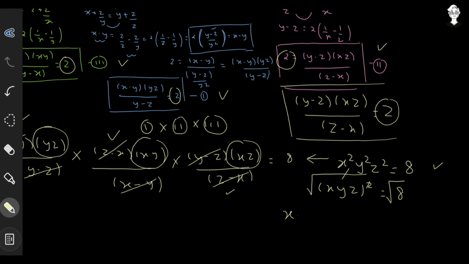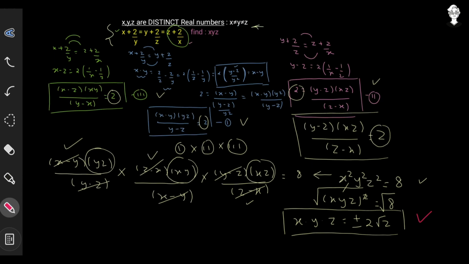So we will have that x into y into z is going to be equal to square root of 8. That is ultimately plus and minus 2 times square root of 2. So here what we have got is the value of x into y into z. That are two values, that is positive 2 root 2 and negative 2 square root of 2, and that's the answer that we were looking for.